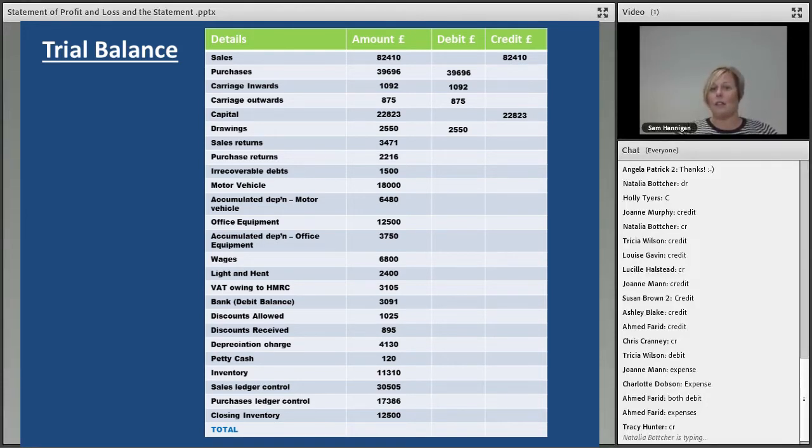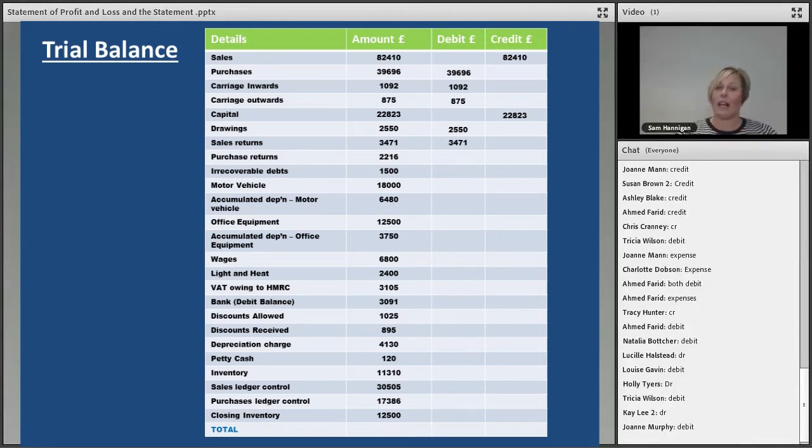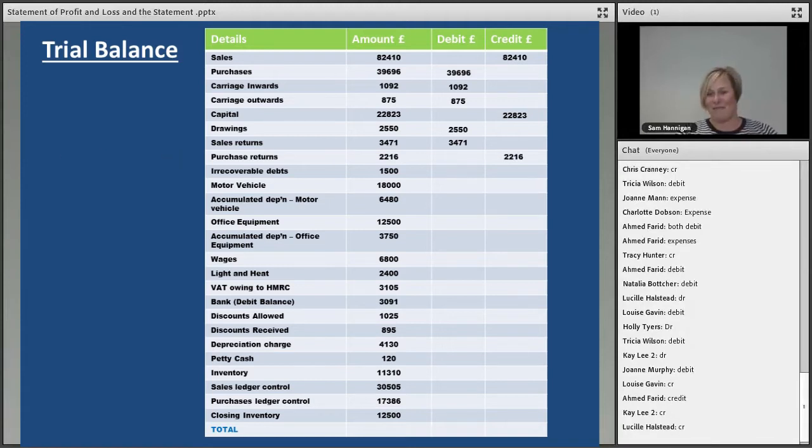So if sales is a credit, what do we think sales returns would be? Brilliant. Okay, sales returns would be a debit. So you can see how using your pills makes it quite simple. It takes the thinking out of it. Purchase returns then. Purchases as a debit, so purchase returns has got to be a credit. Oh, you're all on the ball tonight.